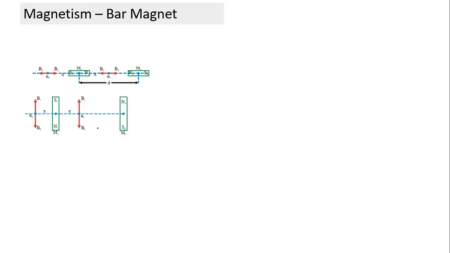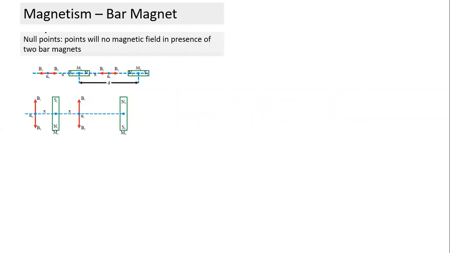Coming further, there may be some questions about null point. Let's first understand what null point implies. Null points imply points with no magnetic field in the presence of two bar magnets. Suppose there are two bar magnets present here. This is one bar magnet, and I can show it in the form of an arrow. The arrow is from south towards north, and the length of the arrow should indicate its magnitude M1.